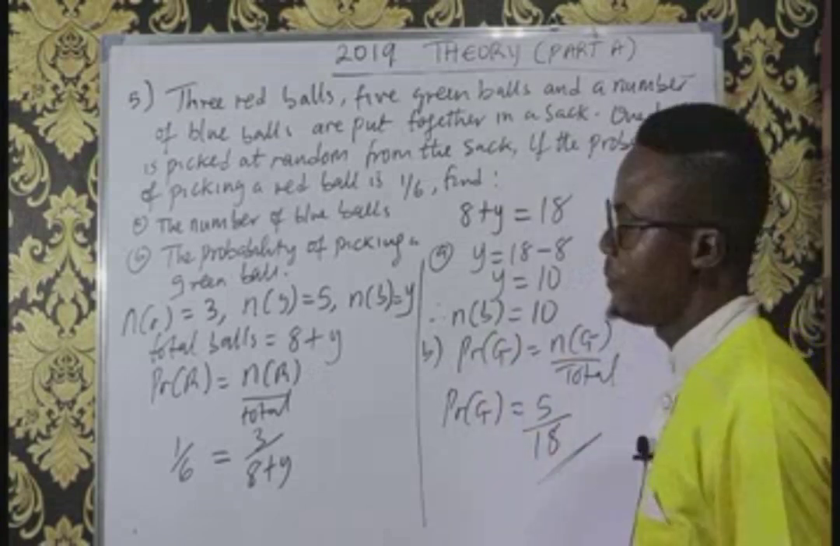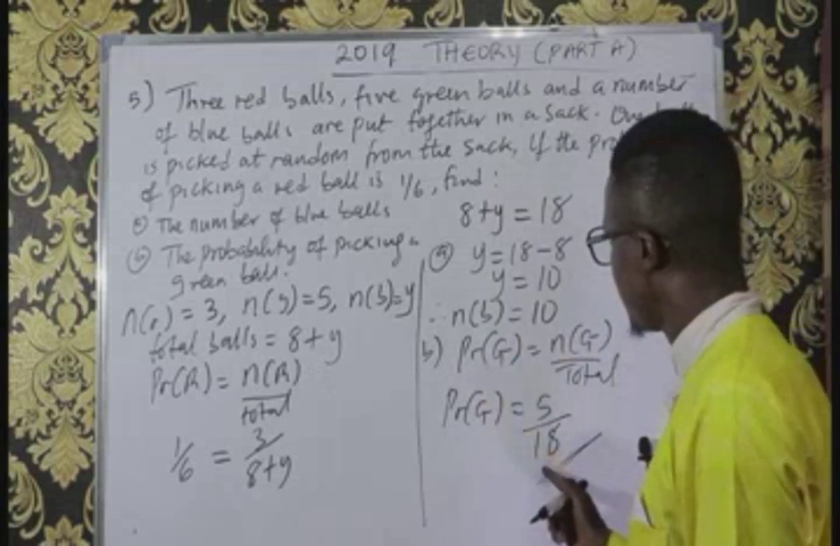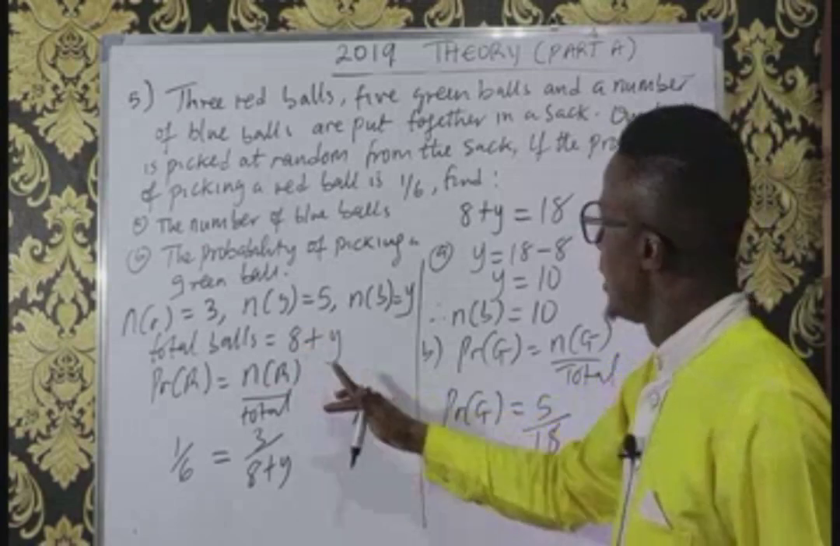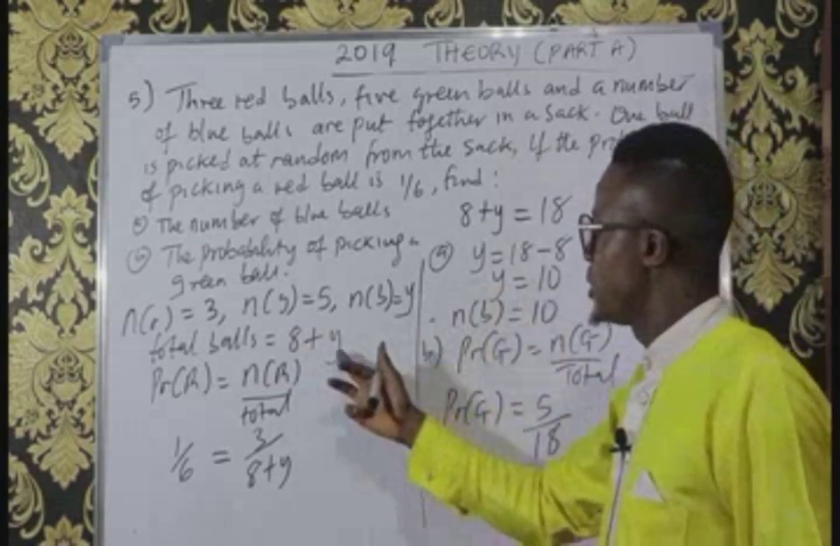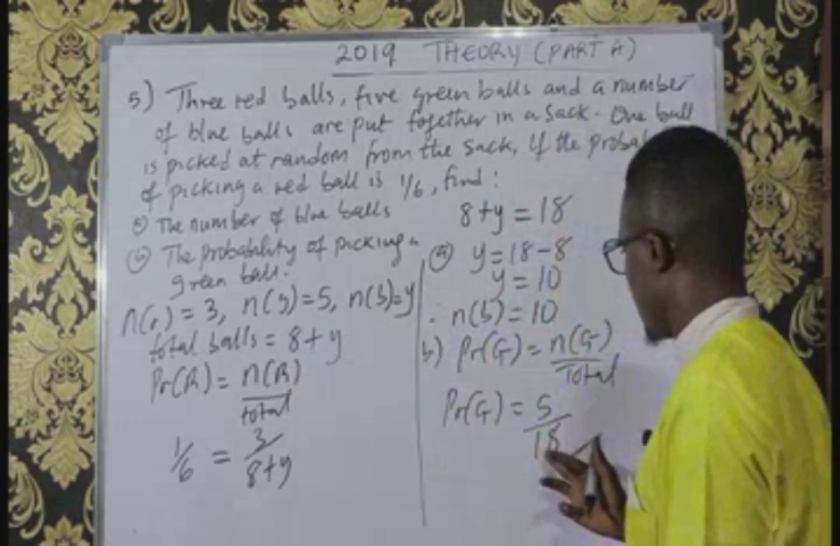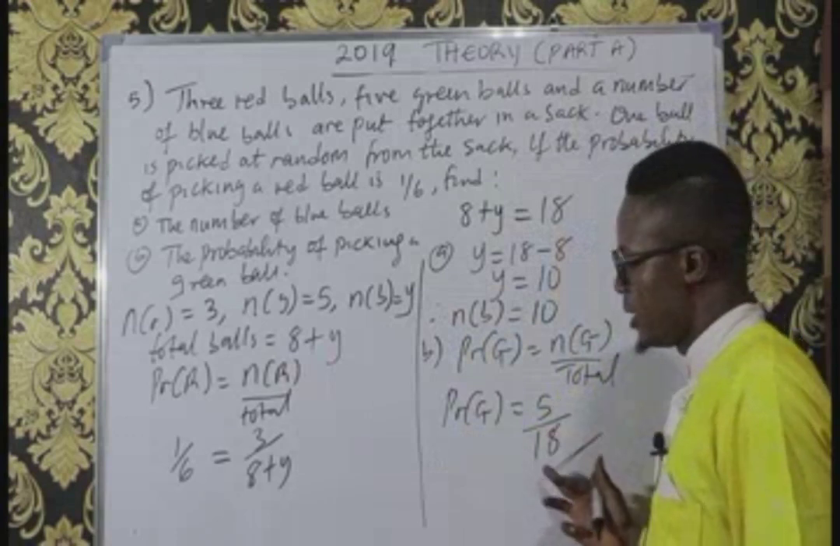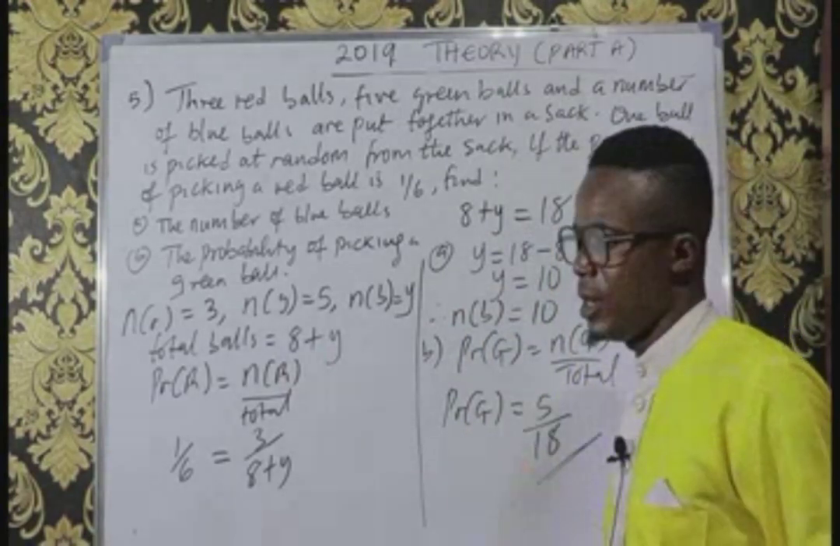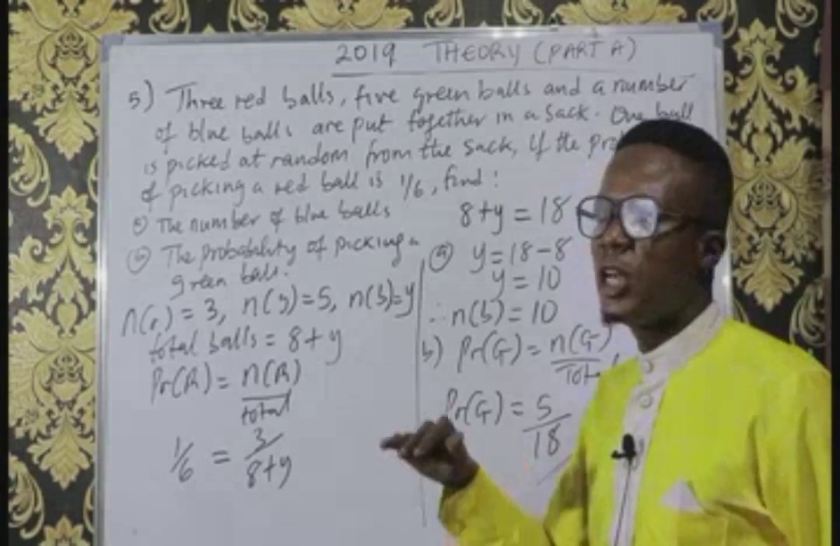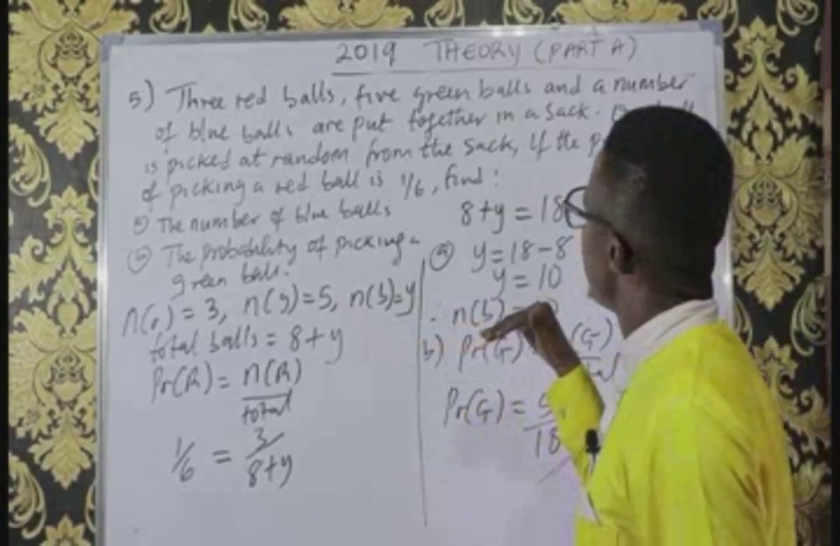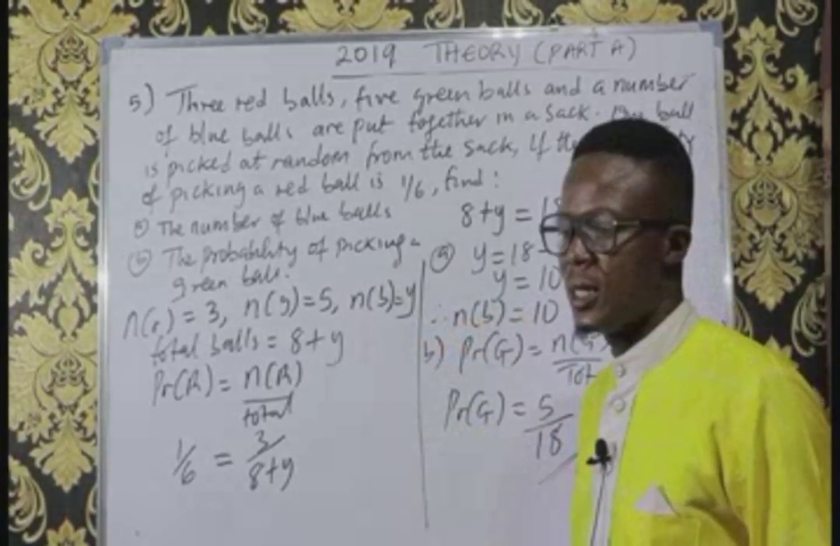So the probability of picking a green ball is 5 over 18, since the total is 8 plus y, and we've got our y as 10. So putting y here, we'll have 8 plus 10, which is 18. So the answer is 5 over 18 for the probability of picking a green ball. Here comes the end of 2019. Let us go to 2020 part A.